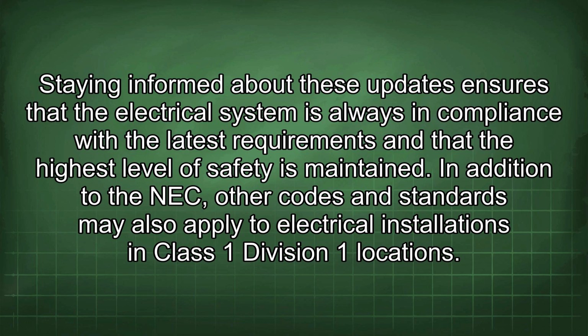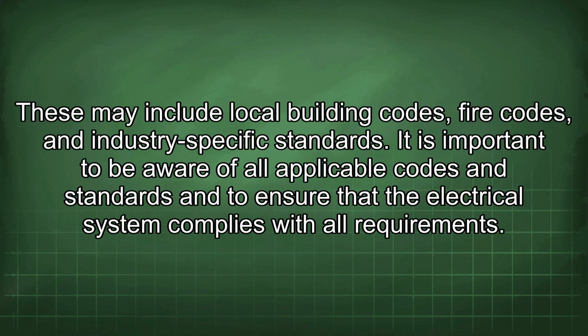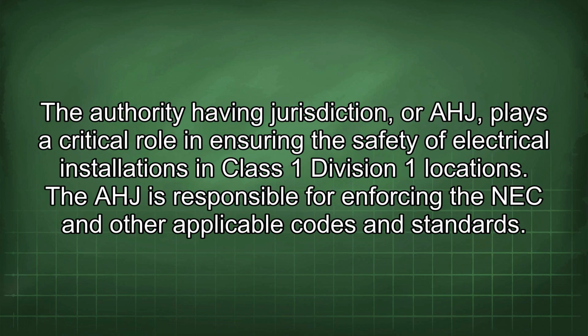In addition to the NEC, other codes and standards may also apply to electrical installations in Class 1 Division 1 locations. These may include local building codes, fire codes, and industry-specific standards. It is important to be aware of all applicable codes and standards and to ensure that the electrical system complies with all requirements. The authority having jurisdiction, AHJ, plays a critical role in ensuring the safety of electrical installations in Class 1 Division 1 locations. The AHJ is responsible for enforcing the NEC and other applicable codes and standards.